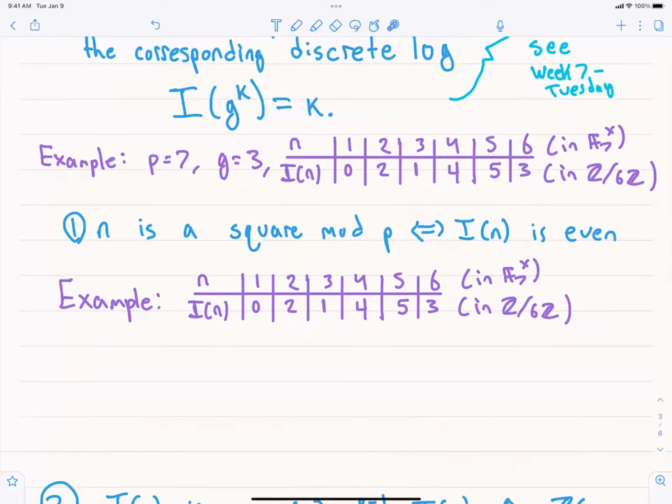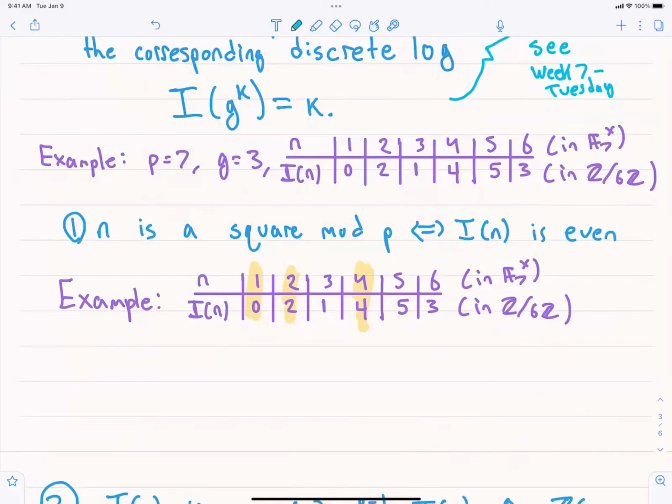So just in our example, let me highlight the squares here. The squares were 1, 2, and 4. And indeed, whenever n was a square, I of n was even. We got 0, 2, and 4. And whenever n was not a square, so 3, 5, and 6, not a square mod 7, then I of n was odd. Okay, so that checks out, at least in this example.